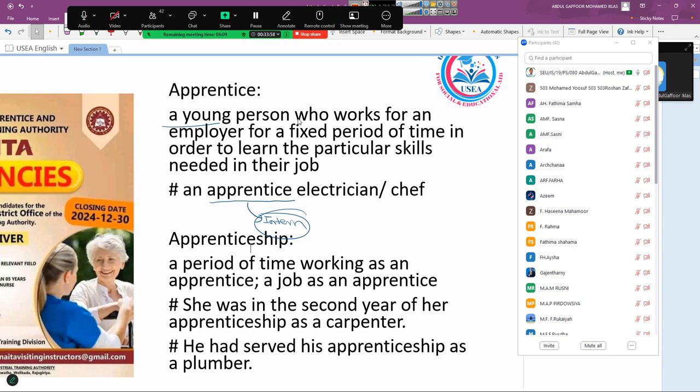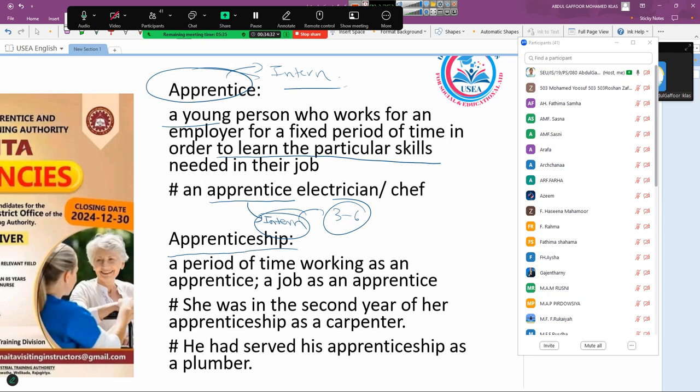A young person or an intern who works for an employer for a fixed period of time. For example, intern means you may work for 3 to 6 months or something like that, right? For a fixed period of time, for improving your skills, right? In order to learn the particular skill needed in their job. This is called apprentice, right? So apprentice means intern, right? Intern. Have you understood that? Okay. Right.